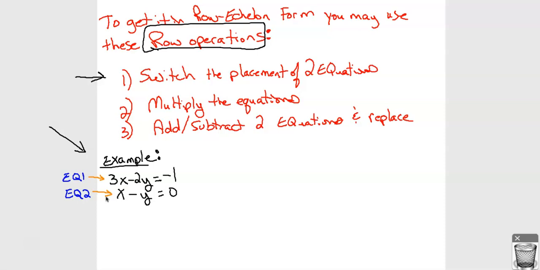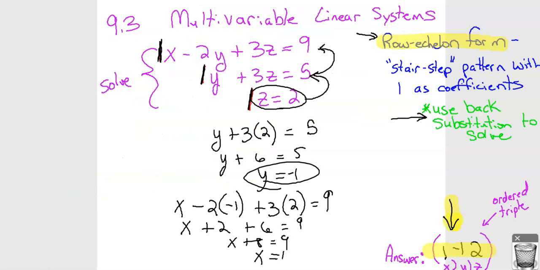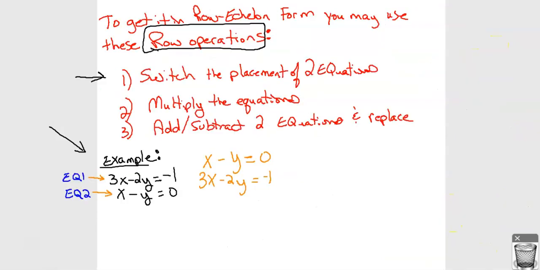All right, so what we could do is take equation 1 and equation 2. We could swap them. So I could write x minus y equals 0 first, and then 3x minus 2y equals negative 1. And you might say, well, why am I swapping them? It's the same thing. But remember, to get it in row echelon form, we want 1 to be first. And notice now I have 1 first. So it helps me get it in row echelon form. Again, it's not necessary, but eventually, if you're trying to get row echelon form, you do need a 1 there.